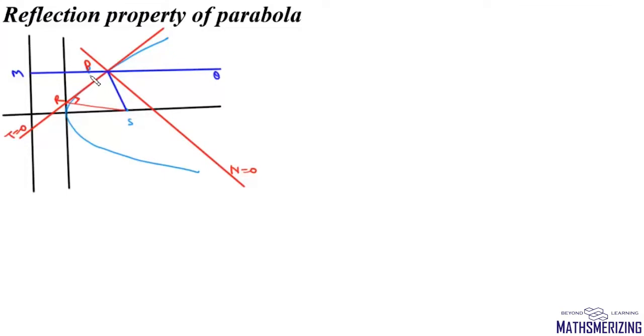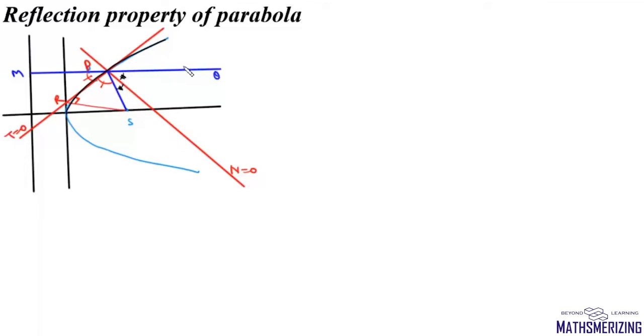So that means this tangent will bisect this angle SPM internally, and this normal will bisect this angle SPM externally. This is the property which we are going to use in the reflection property of a parabola. Now if we have any parabolic mirror, we know that along the normal, this angle is the same.